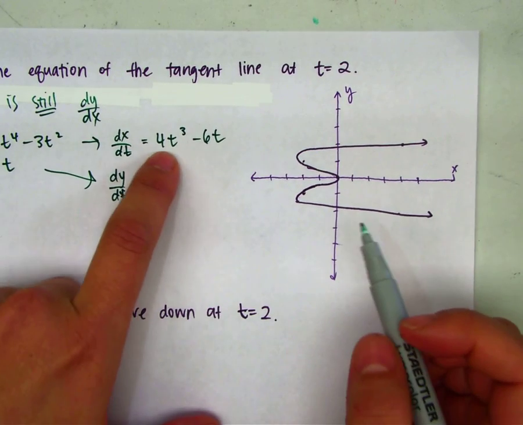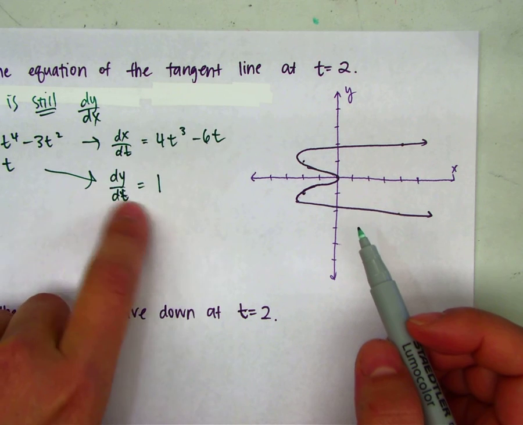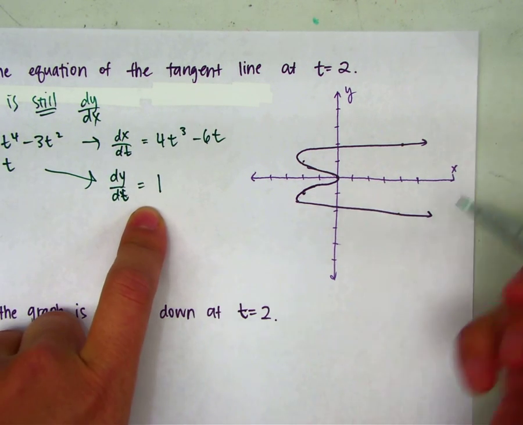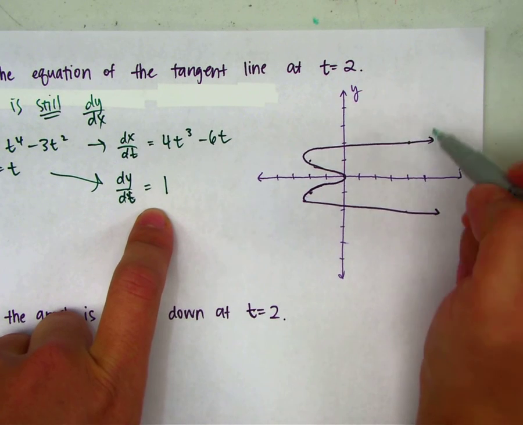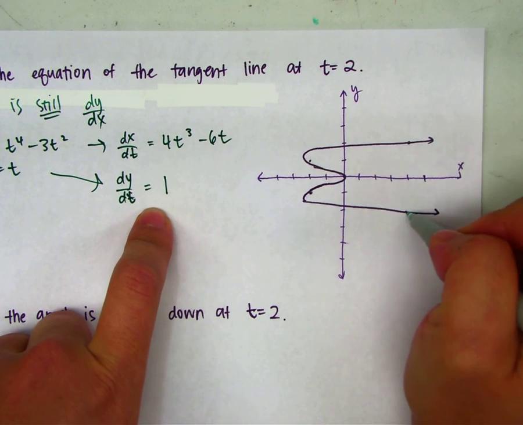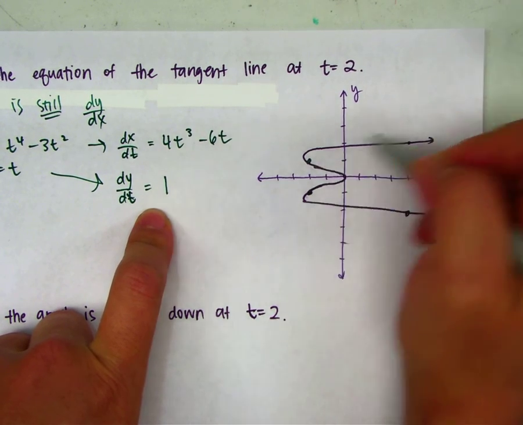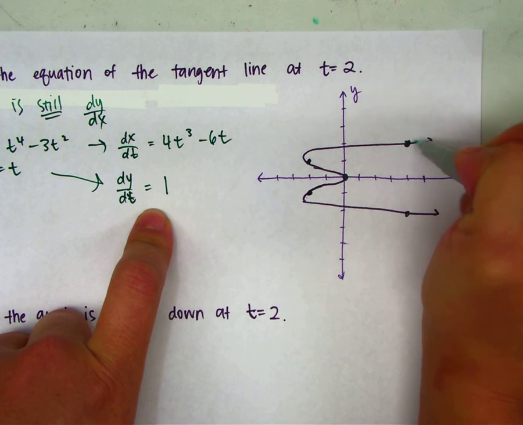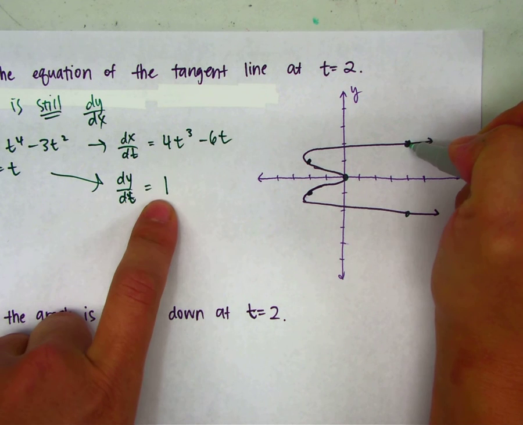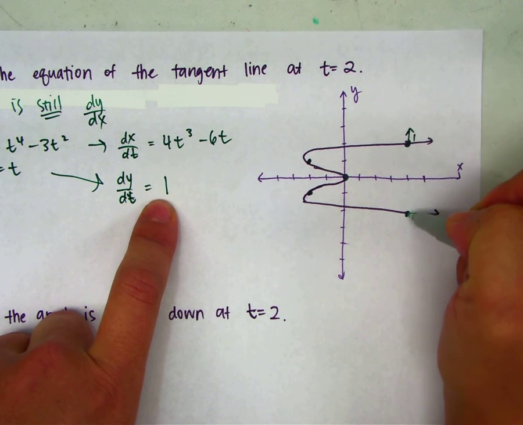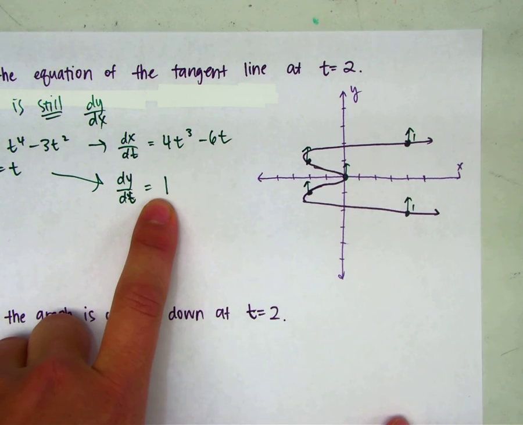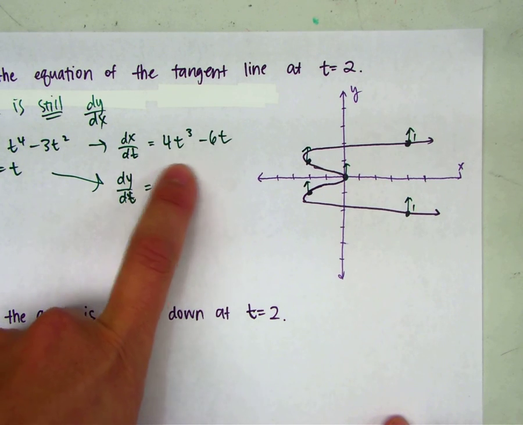First of all, this means that my y is always pushing in the positive direction at 1. My change in y with respect to time is always 1. So at any given point in time, at all of these points, my y value is always pushing up at 1. Everywhere. My x, however, is changing.